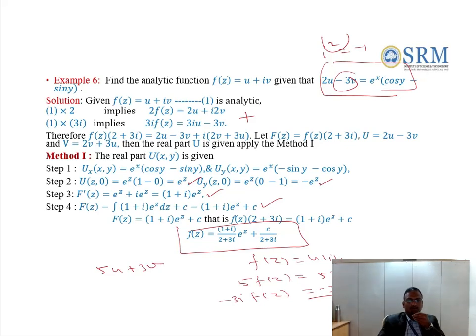If you add these two, you will get 5u plus 3v plus i into 5v minus 3u. Okay, so we got this expression 5u plus 3v. We have to identify the suitable constants and then multiply in order to get expressions like this. Okay, thank you.